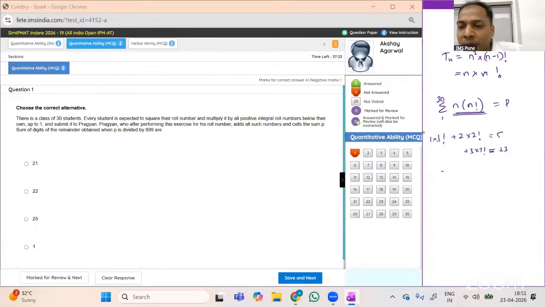So this summation is going to be 31 factorial minus 1, and this is divided by 899. 31 factorial is divisible by 899 because it contains a 31 as well as a 29. So hence the remainder is minus 1.